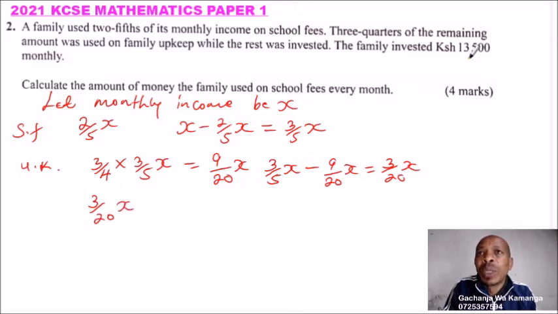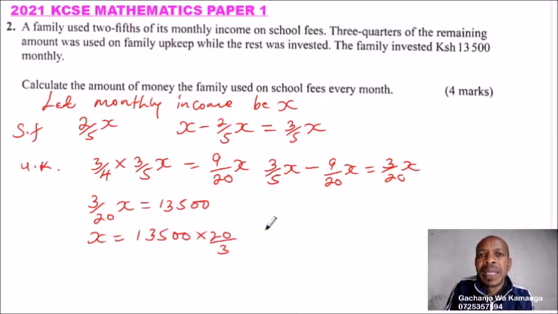So 3/20X, this is for upkeep. This was what was invested. So we equate 13,500, and therefore we say X is equal to 13,500. You multiply by 20 and you divide by 3, and when you use your calculator you get 90,000.